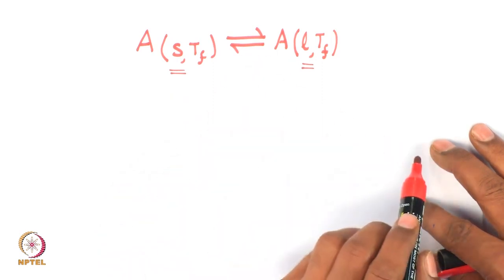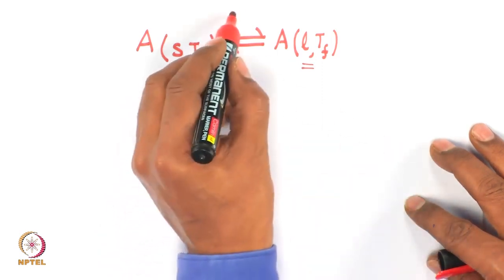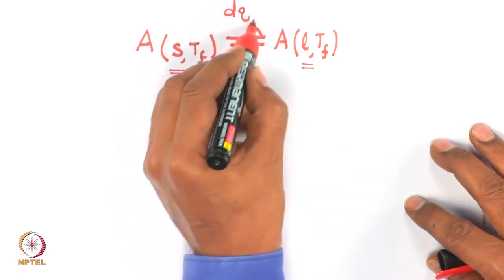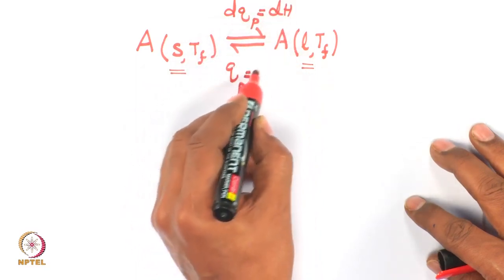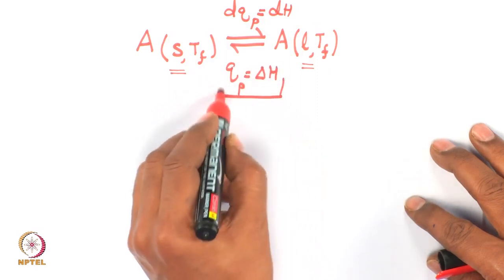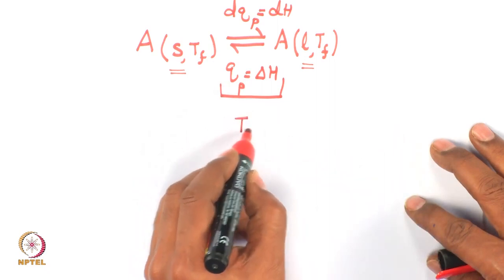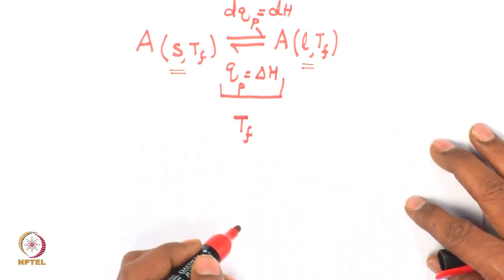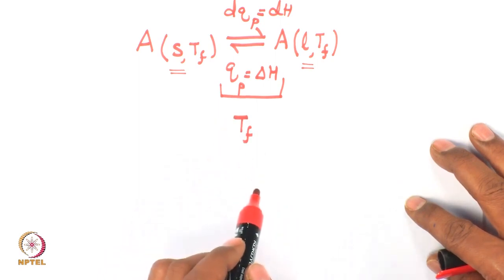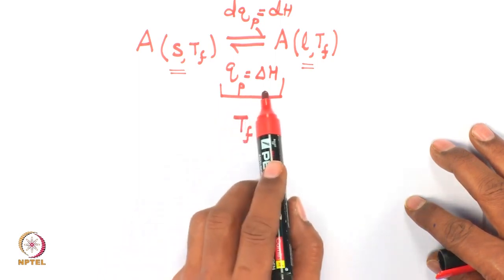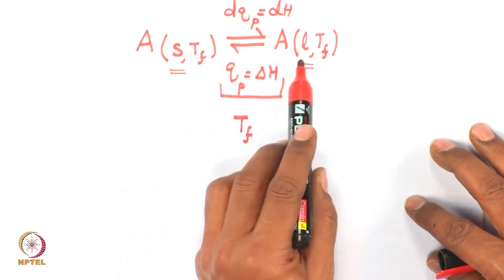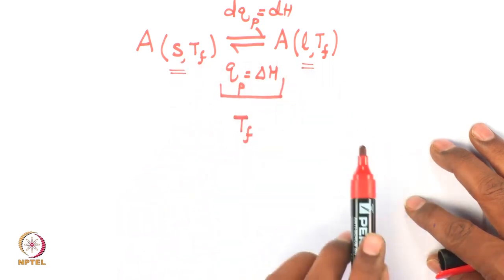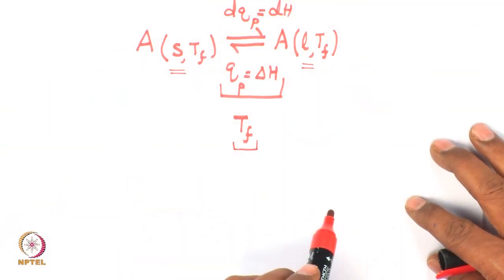Since the process is reversible, occurring at constant pressure, whatever is the change in heat, since it is at a constant pressure, is equal to dH, or I will say Qp is equal to delta H, at a temperature Tf. Another property of phase transition is that whatever heat is supplied is used to change the phase of the system in changing from solid to liquid, it does not change the temperature. You know that the transition takes place at a single, unique temperature, that is whatever is the phase transition temperature.